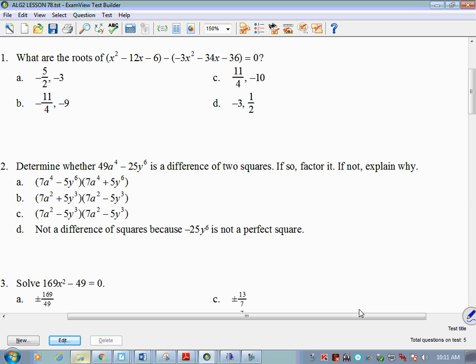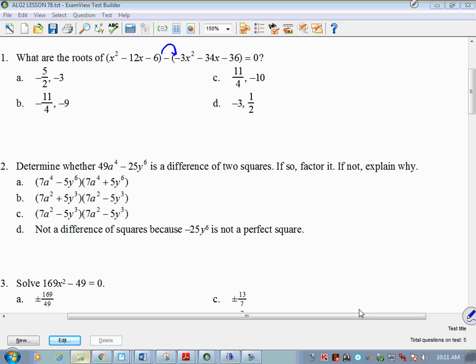So I'm going to distribute this negative. Now, the number one mistake people make when distributing the negative is they only distribute it to the first term. They only distribute it, in this case, to the negative 3x squared. Where do I have to distribute that negative to?